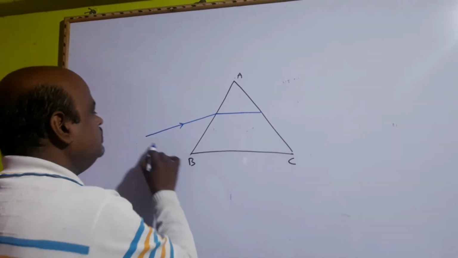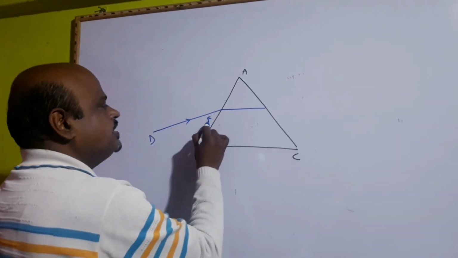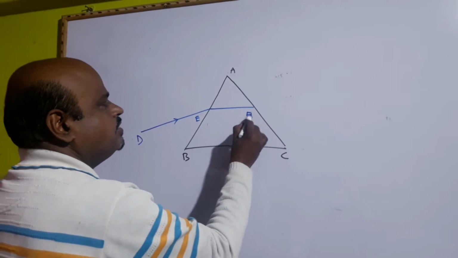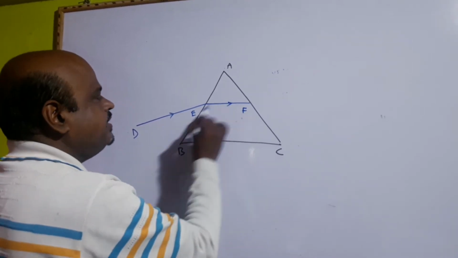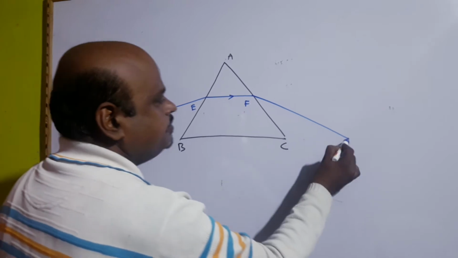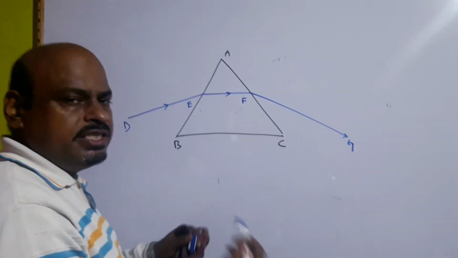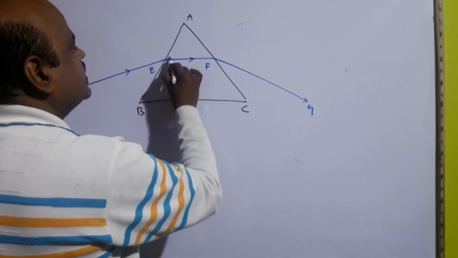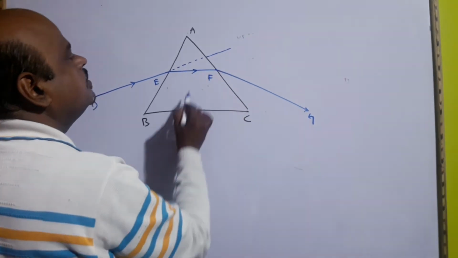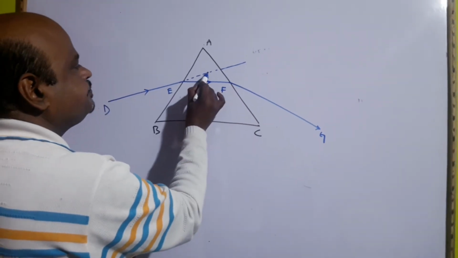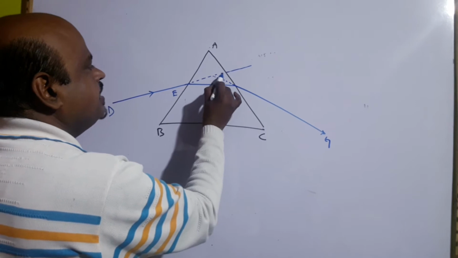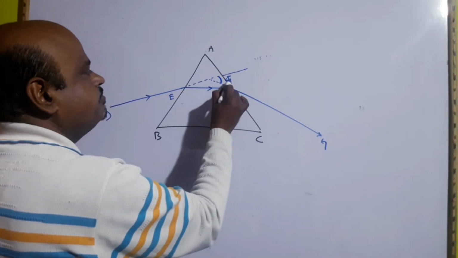ABC is the prism, DE is the incident ray, EF is the refracted ray, FG is the emergent ray. You extend this undeviated ray. This is the angle of minimum deviation.